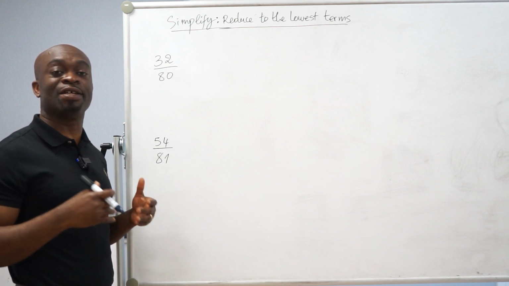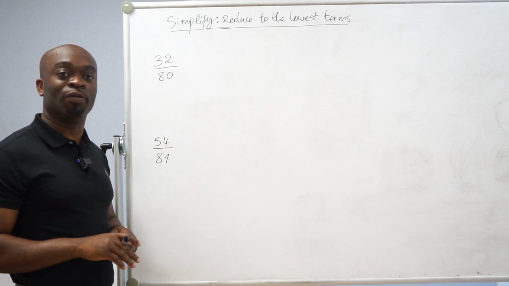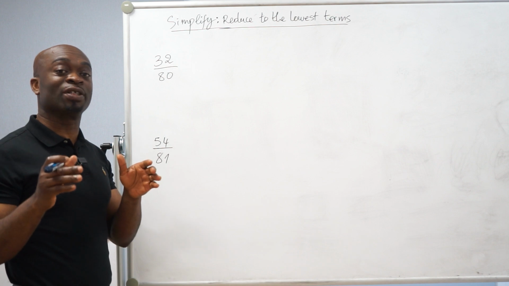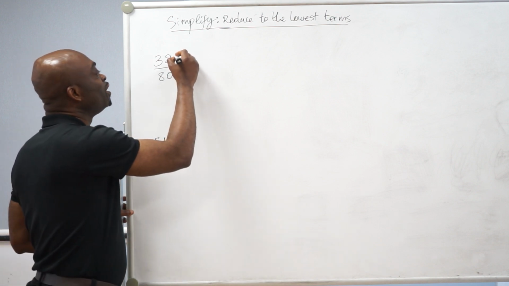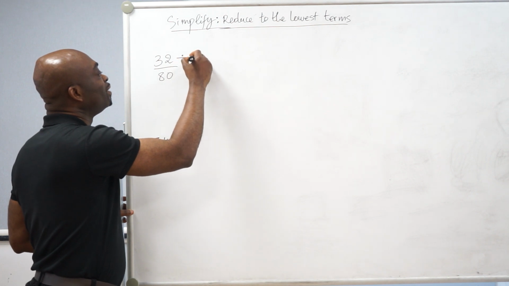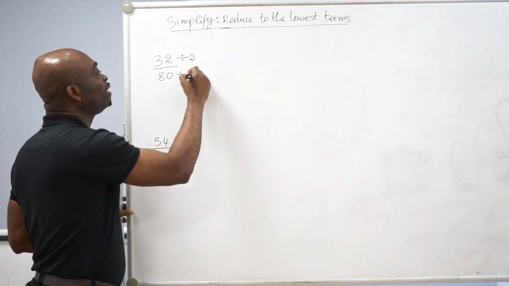Somebody could have looked at it and said, you know what, probably let me just try 4, okay? But your multiplication tables will definitely be your best friend in these cases. So let's go with the 2. So 2 can divide into these two numbers evenly, right?